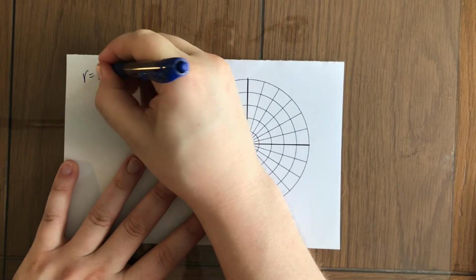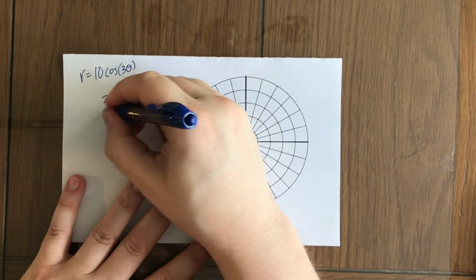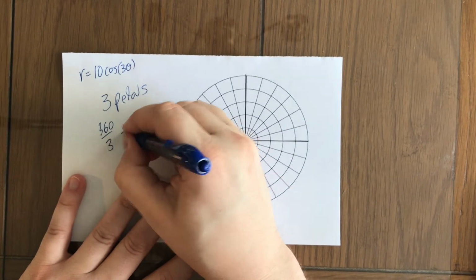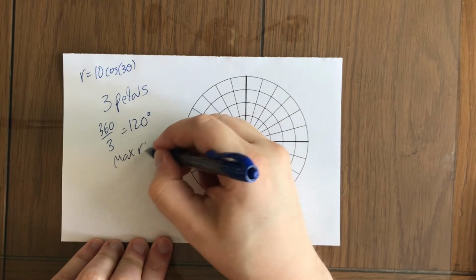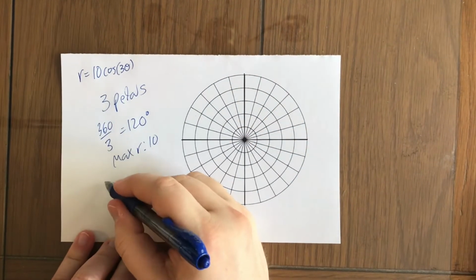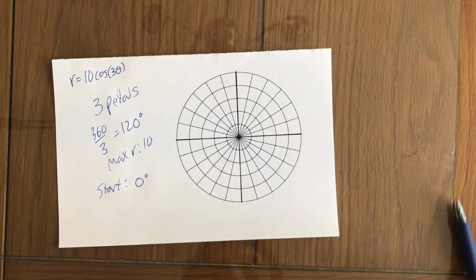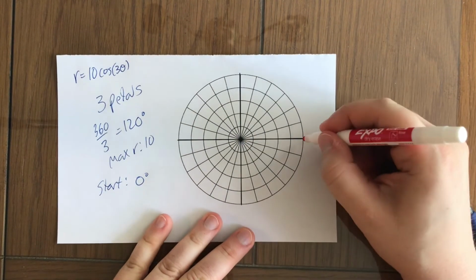Next, we got r equals 10 cosine 3 theta. All right, so it's odd, so that means we're going to have exactly 3 petals. That means that they are 120 degrees apart from each other. Our max radius is going to be 10. It's cosine, so when it starts, it's going to start at 0 degrees. So I'm just going to assume my scale is by 2s here. So I put my first one here.